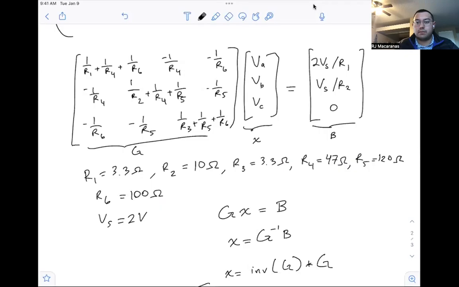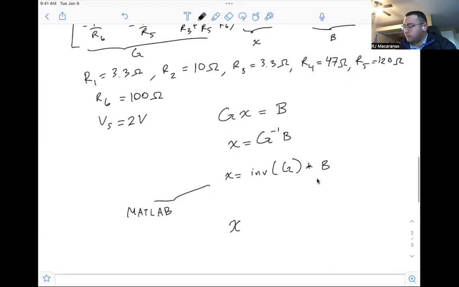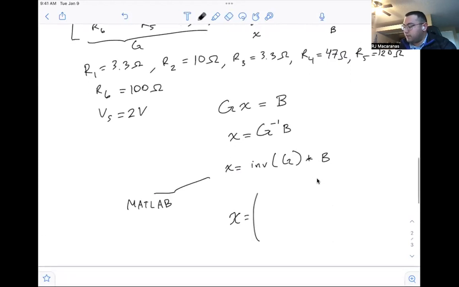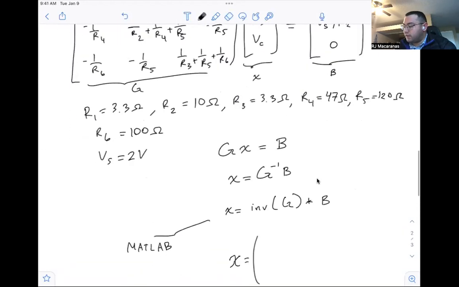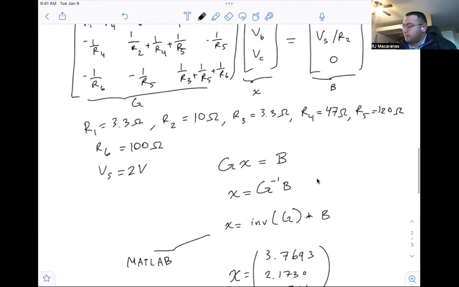Oh, there we go. So I accidentally wrote inv G times G for some reason here. It's times B, right? And that gives us this column vector of the unknown values. So VA in our case is 3.7693, VB is 2.1730, and VC is 0.1736 in our case here.